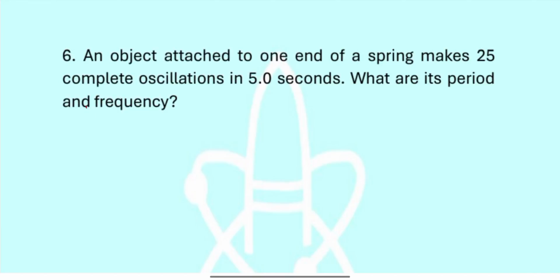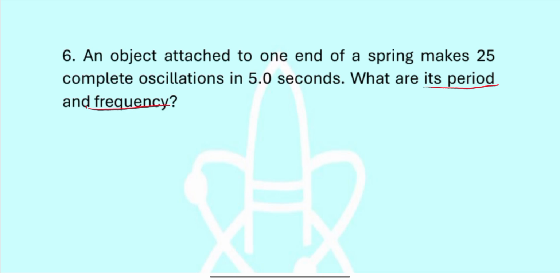Let's go through the questions for chapter 15.2. Question 6. An object attached to one end of a spring makes 25 complete oscillations in 5 seconds. What are its period and frequency? In order to answer this question, you need to know the definition of frequency and its period. And you will answer this question with ease.